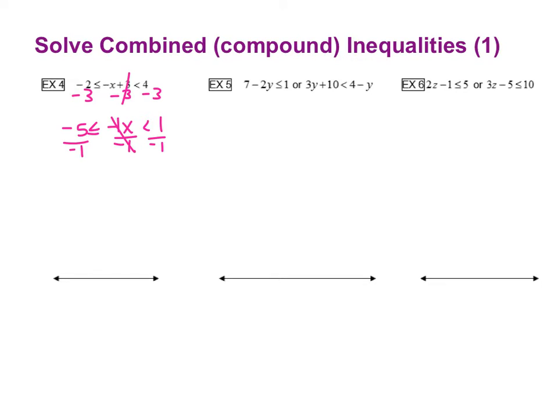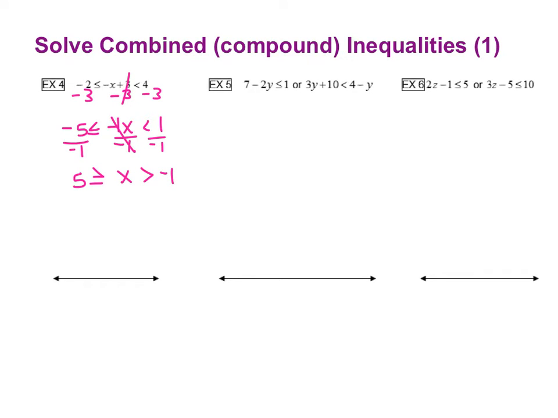Now, if you remember from earlier in the chapter, if you divide both sides or all sides of an inequality by a negative number, it is going to flip the inequality. So this becomes a 5, turns into a greater than or equal to x, which is greater than 1 divided by negative 1 is negative 1.